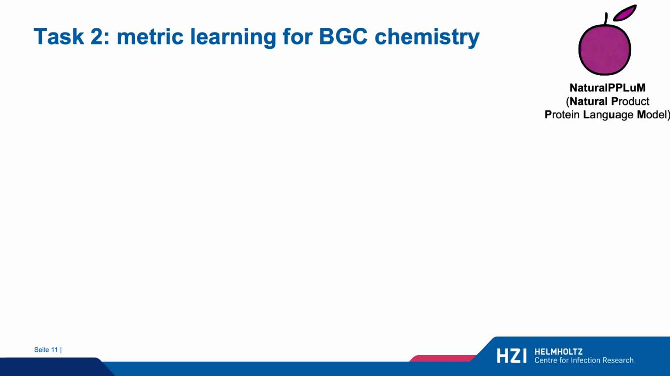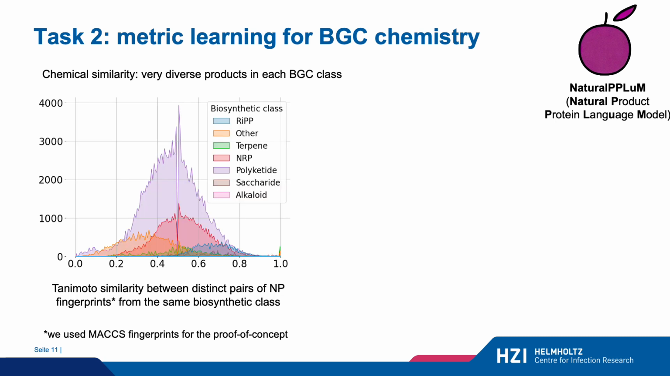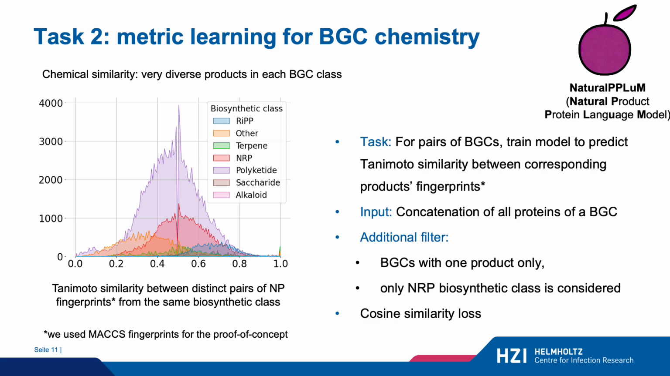As a preliminary work, we tried to compute Tanimoto similarities between all pairs of fingerprints belonging to a pair of natural products produced by BGCs within the same biosynthetic class. In the plot, you can see that the Tanimoto similarity between NPs differs within each class. This means that the dataset in terms of NPs is quite diverse. In addition, the biosynthetic classes themselves have similar domain organization. We decided to simplify the task by focusing on BGCs belonging to only one class, NRP.